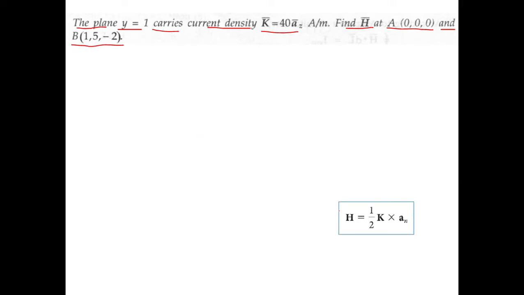So you can see this formula relates H vector to the surface current density K. We have K already, right? K is given here, so no need to worry about K. But an we have to obtain. Now where is the surface current placed? It is placed at y is equal to 1. Y is equal to 1 means which plane? It is the XZ plane, right? Now we'll see the diagram for that.